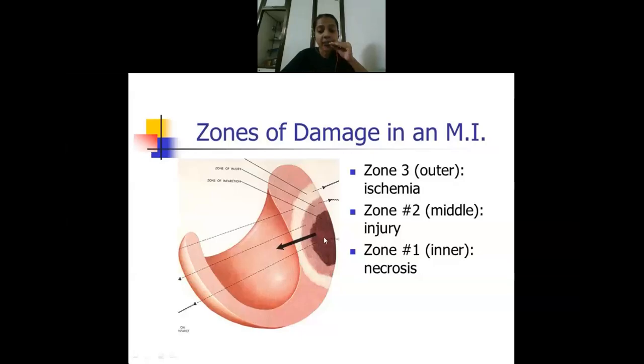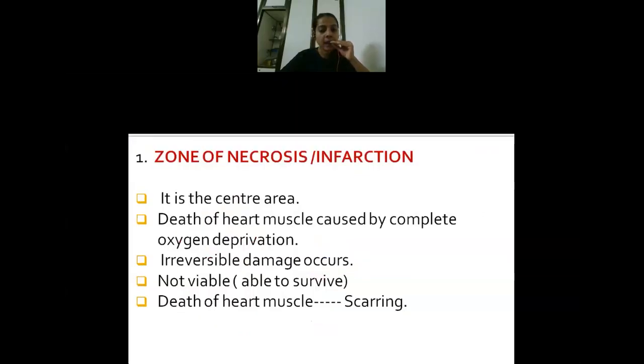damage, meaning it cannot be reversed. And damage to this area means that particular part will not be able to live. It is not viable, that you should remember, meaning it will not live. And damage to this part, the zone of necrosis, will result in decreased oxygenation and scarring also. So always remember, it will result in irreversible damage. Explanation is already there here.